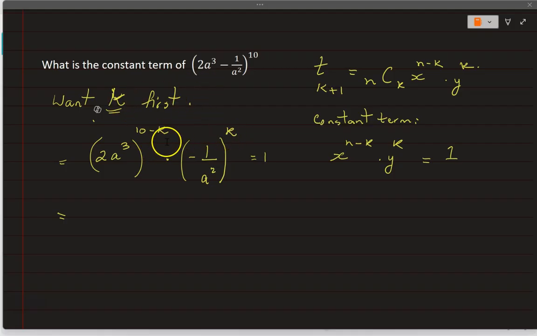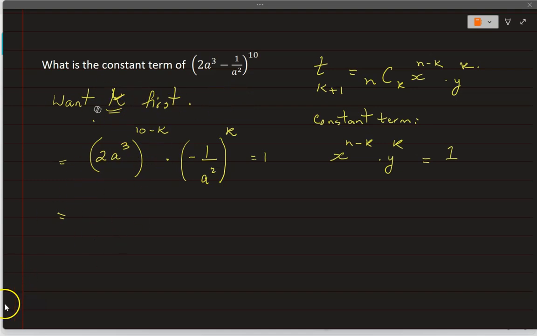We want to know for what term we will get a constant term, and then we're going to go back and plug it into this form of finding the exact term, and then we're going to do the math and get the actual constant term. But first, we're going to find out what term that is, and that's what we're going to do.